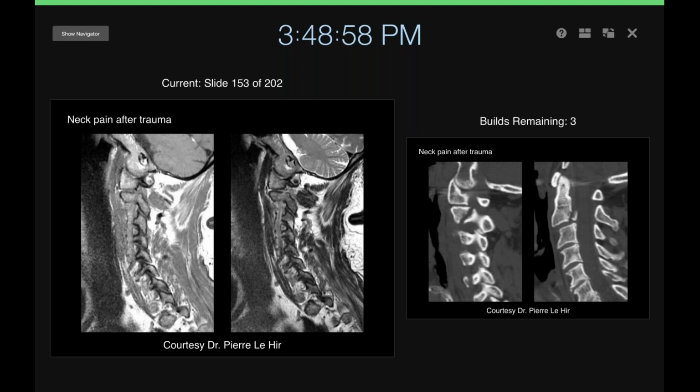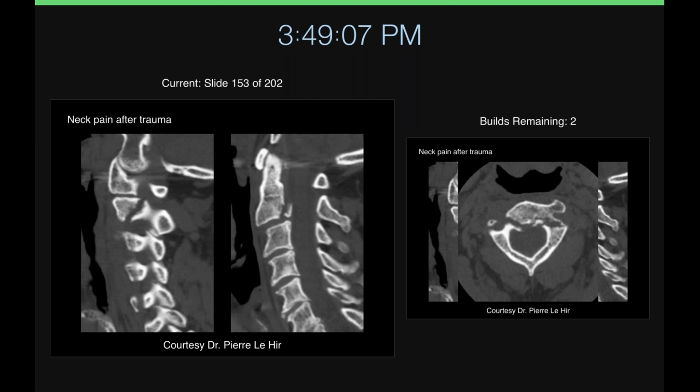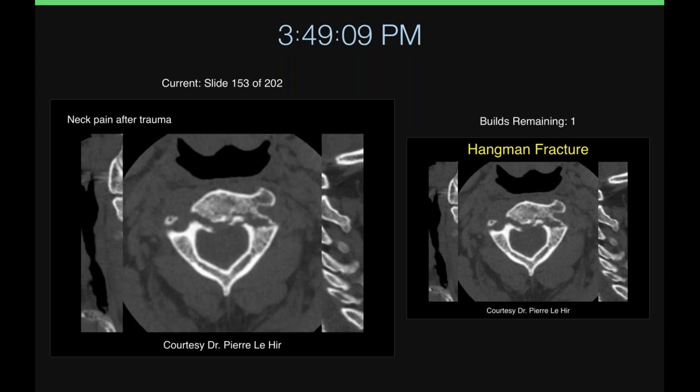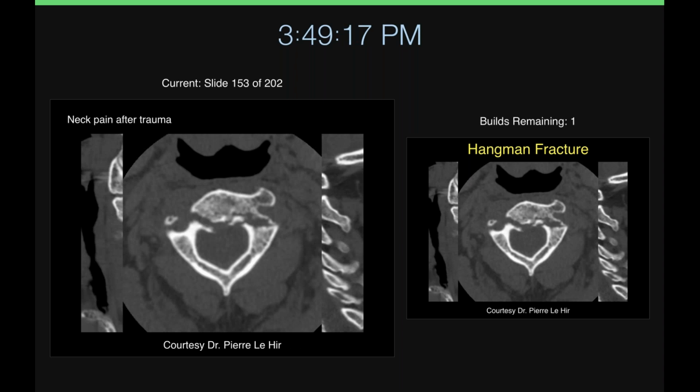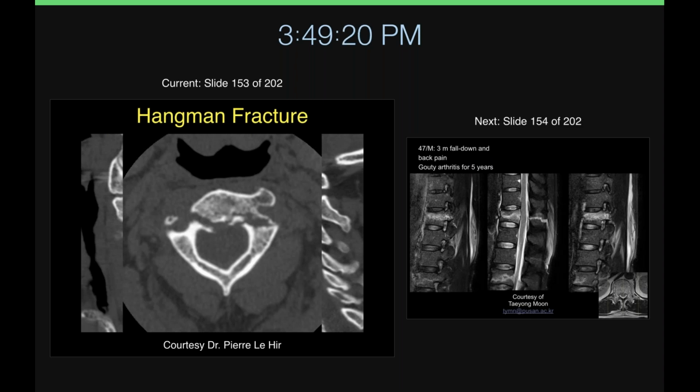This is not the greatest scan here, but when you get distraction injuries of the bone, sometimes you don't get a lot of bone edema. Here we can see it very nicely on the CT scan. Do you know what the name of this fracture is? Hangman's fracture.